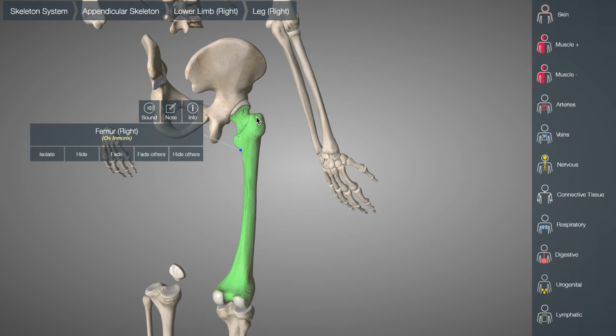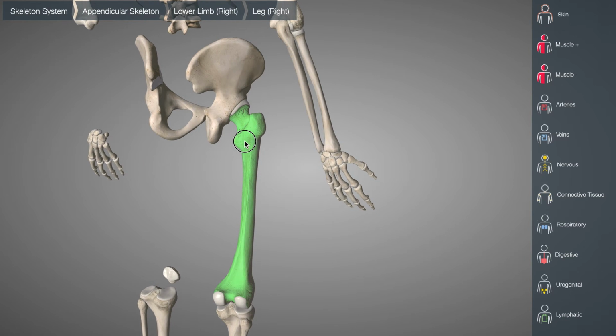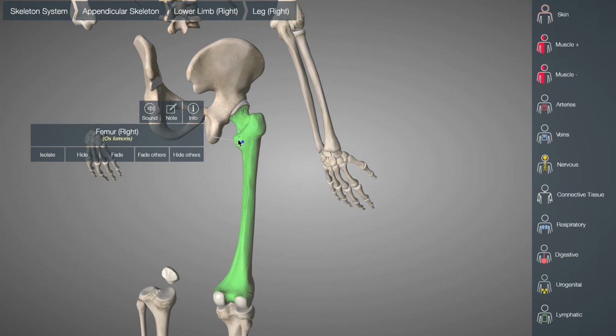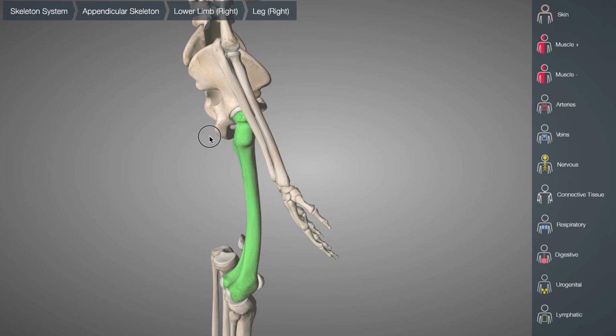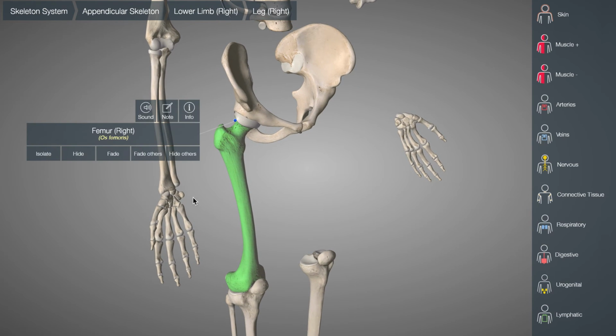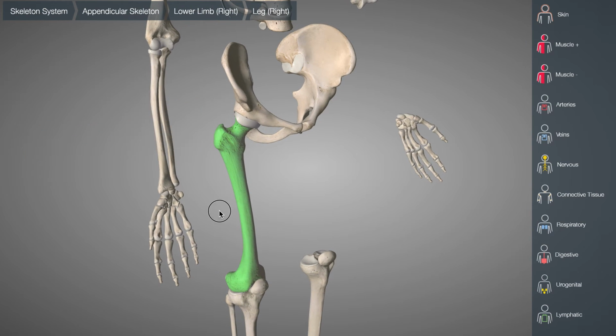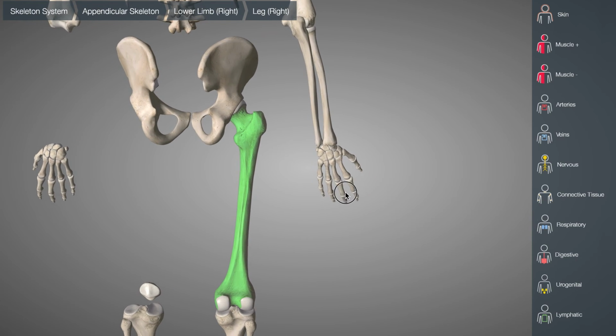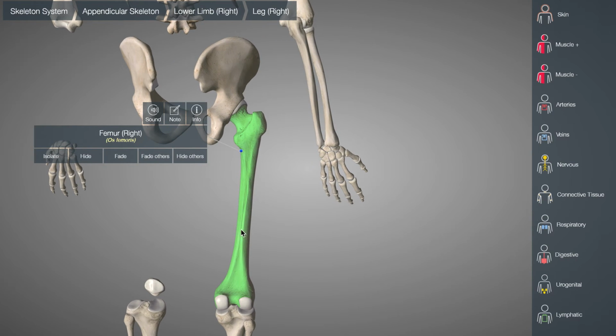This is called the greater trochanter. This is called the lesser trochanter. Okay, they're on opposite sides. The lesser trochanter is more medial. The greater trochanter is more lateral. And you'll also notice that there's this line right over here that many muscles attach into. This is called the linea aspera.